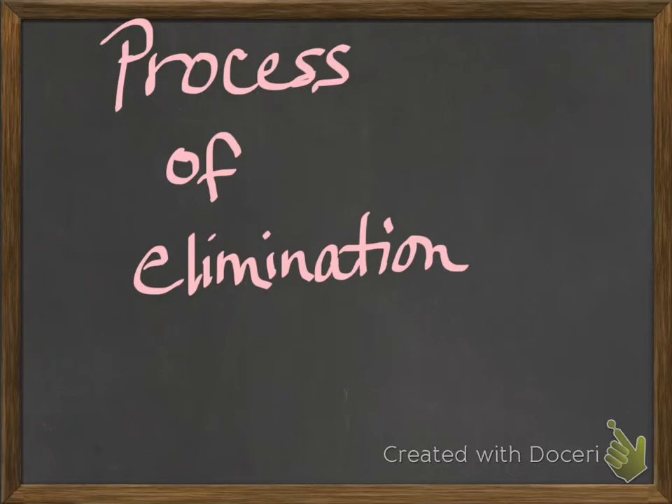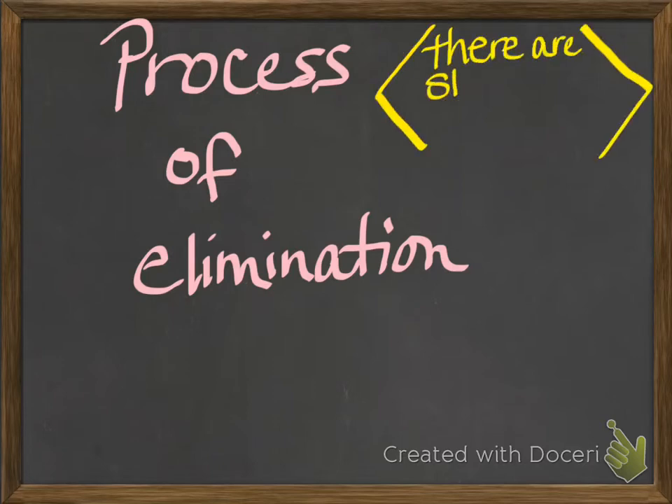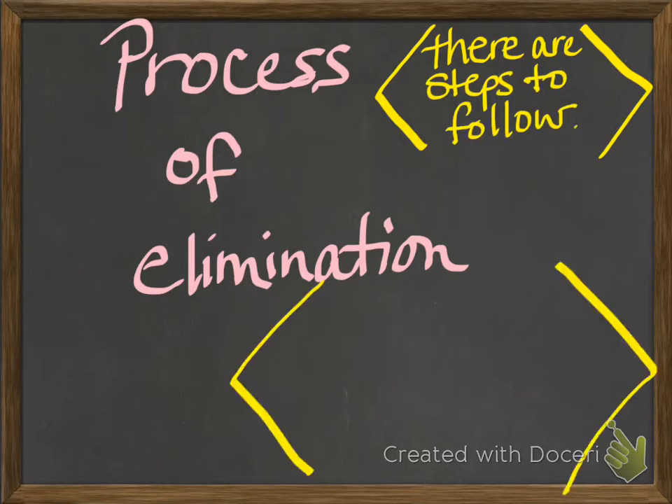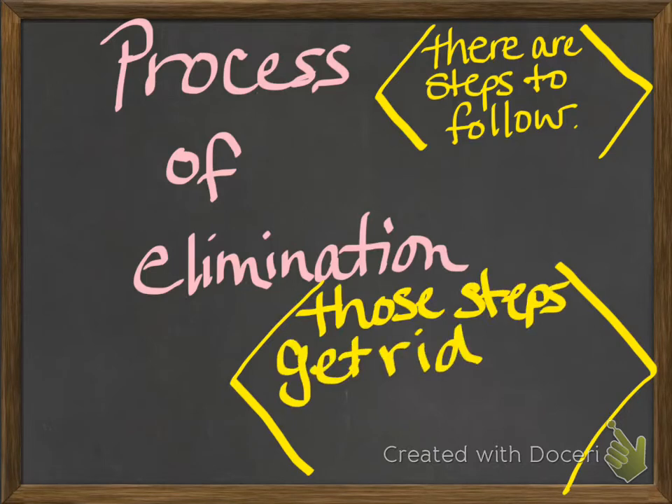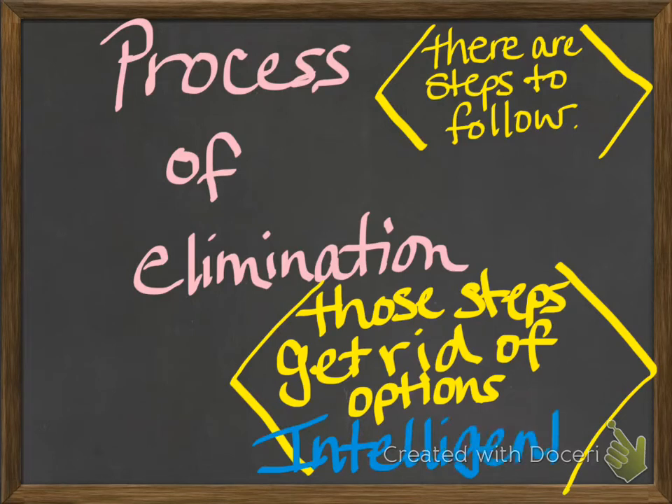When you're taking a test, something called the process of elimination can be your best friend. You've probably heard of it, but maybe you haven't slowed down and stopped to think about what it actually means. So here's what it actually means. The process of elimination is actually a process. That means that there are steps to follow. When you eliminate something, you are going to use those steps to get rid of options that are incorrect, and you're going to do that so that you get rid of those options intelligently.